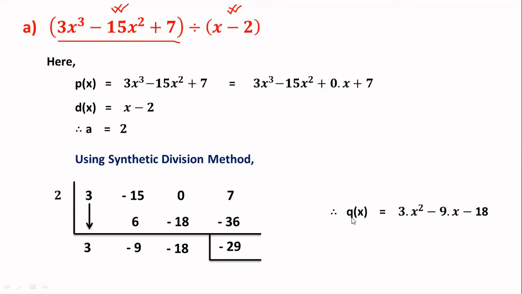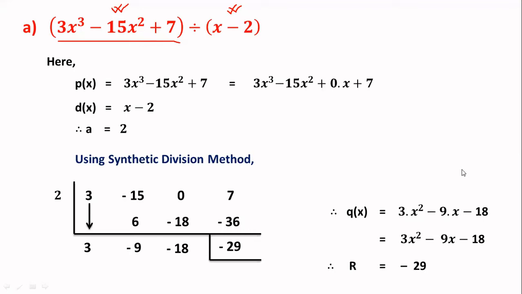So in this way, what we are going to write is q(x) equals 3, the first term is 3 times x squared, as we discussed earlier, minus 9 times x. We are gradually writing the descending powers of x. So first of all x squared, then x, and minus 18. No need to write x to the power of 0. So when we simplify this, the quotient q(x) will be 3x squared minus 9x minus 18. And the value of the remainder will be minus 29.